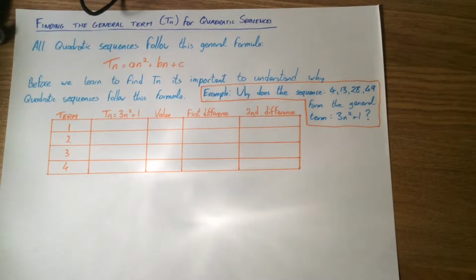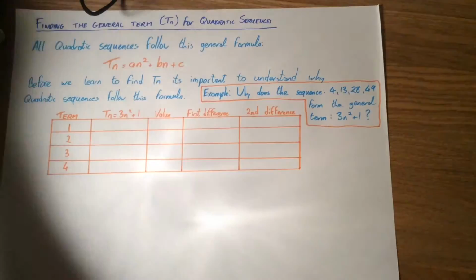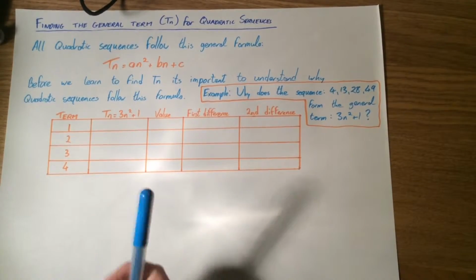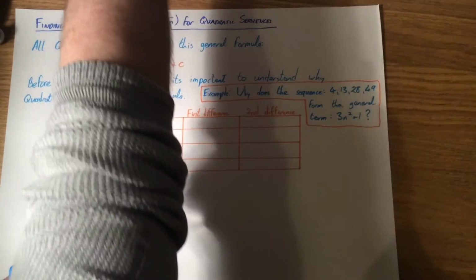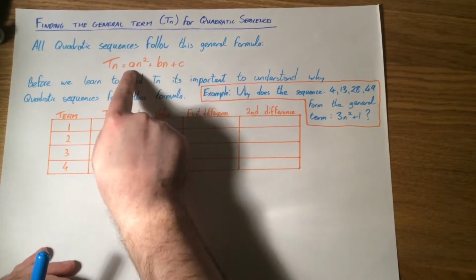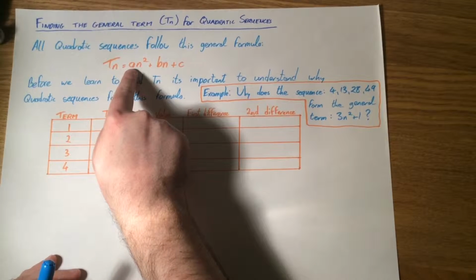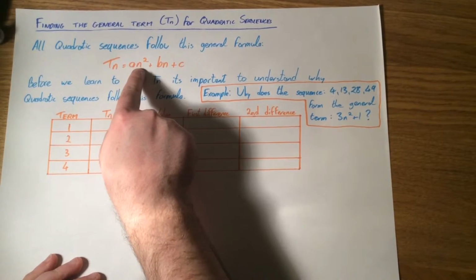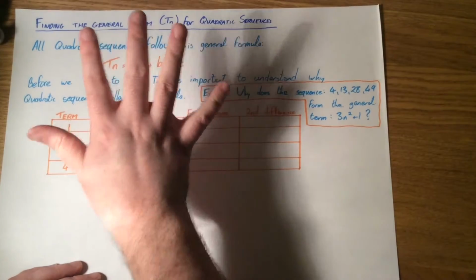Okay, so the next thing we're going to look at is the general term of a quadratic sequence. What is it? How do we get it? And how is it even a thing? The first thing to realize is that it's very important to know that all quadratic sequences follow this particular pattern here. I want you to pay particular attention to the letter A, which is always going to be the number in front of the n squared. The coefficient of n squared is important for this first part.